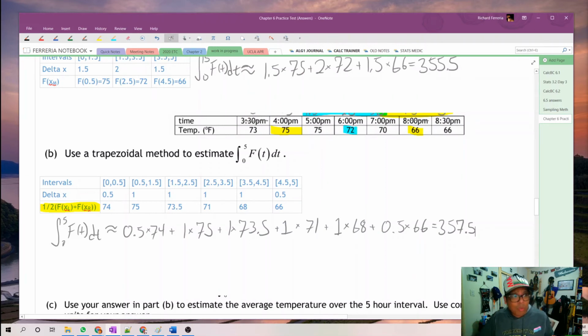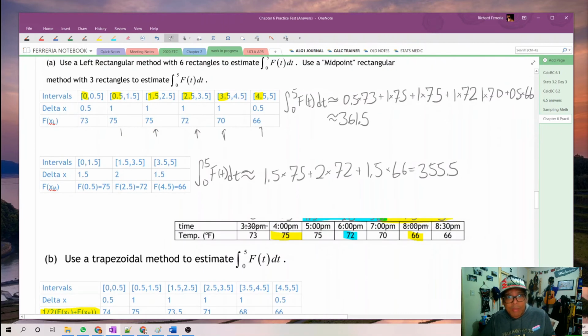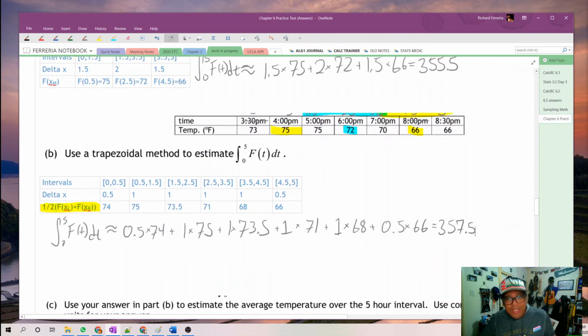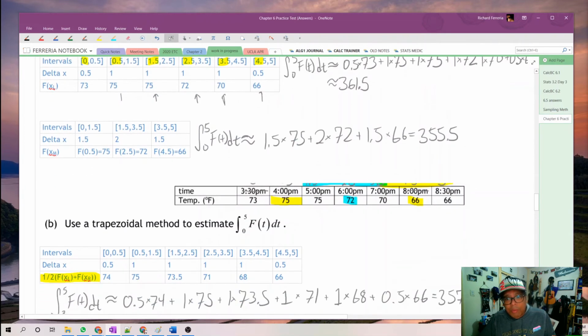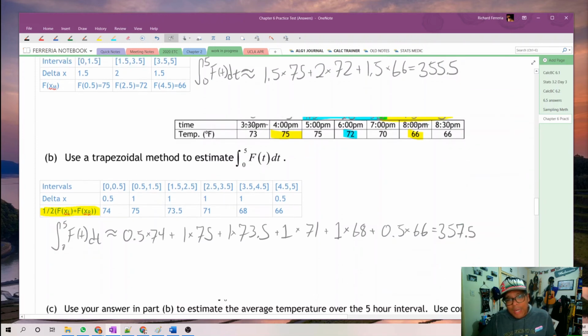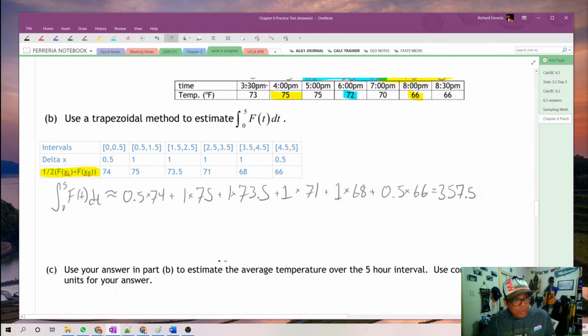Take a look at the three results that we got for estimating: 361.5, 355, 357. Now all of those are pretty similar. So that makes me believe that we're actually doing this correctly. All three of these should be similar because we're estimating the same thing in each one of those.